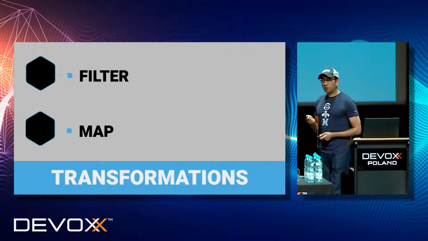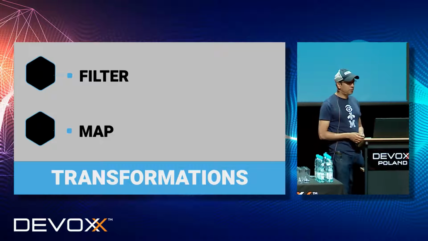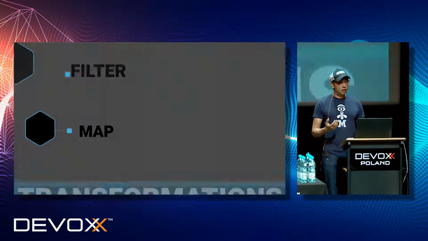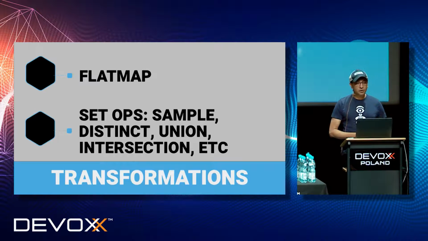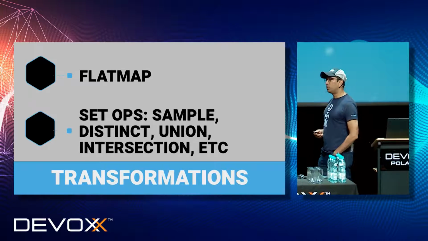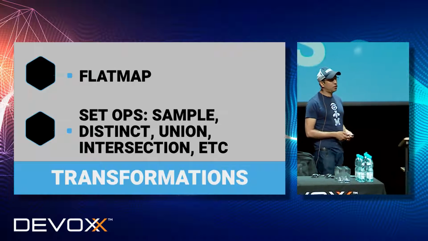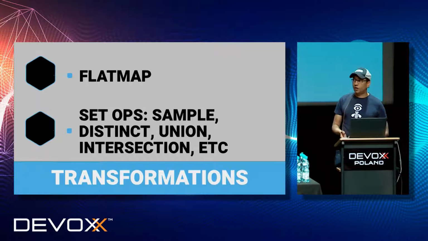So the transformations that we can do with Apache Spark, also in Apache Zeppelin notebooks, is we can do standard things like filter and map, right, to get our data cleaned up or to go and transform the data. We can also run operations like flat map. And then we also have the ability to take multiple data sets and run different types of set operations against them. We can take a sample, we can do joins, unions, intersections, and things like that.